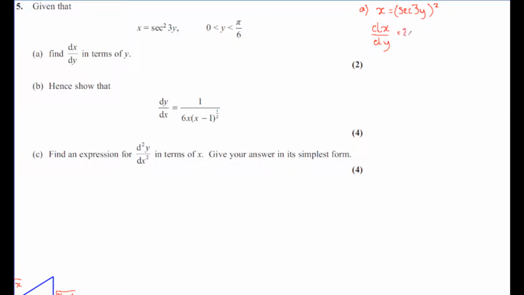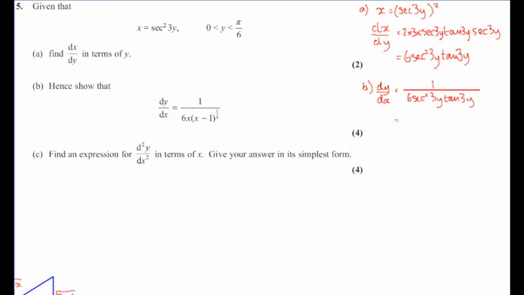And that's it. And 2 times 3, the differential of sec 3y is sec 3y tan 3y. And multiply that by sec 3y, so the answer is 2 times 3 is 6, sec times sec is sec squared times tan 3y. Easy. That's 2 marks. It's actually in the tables as well, I think. dy by dx equals, okay, 1 over dx by dy. So turn it upside down, that's a mark.